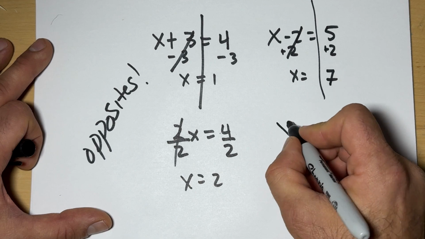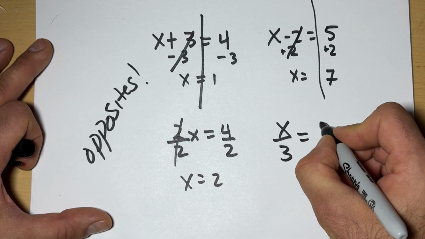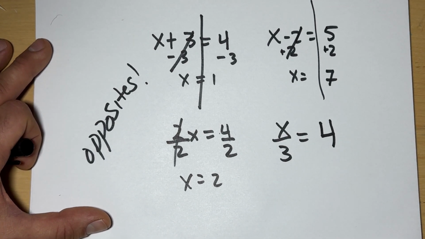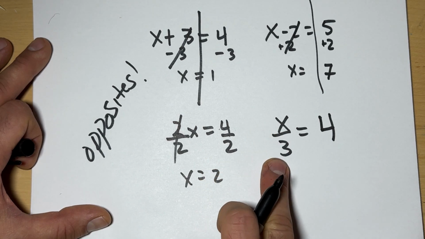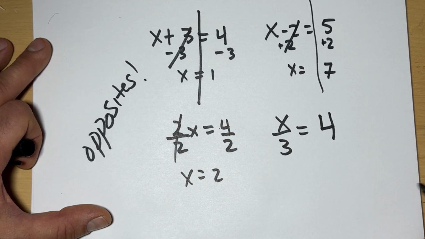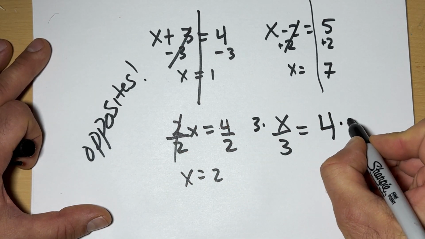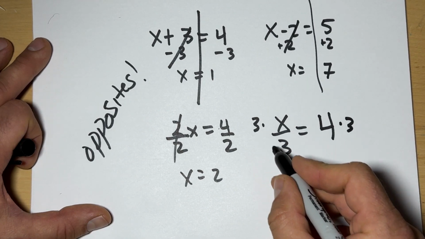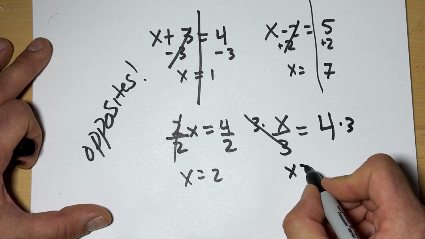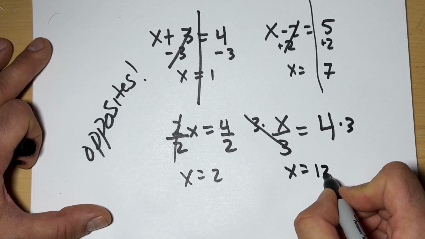So, what if I see this? Oh my god, a fraction. Well, it's not a fraction. It's saying x divided by 3. This means divided by. So let's do the opposite. Let's times or multiply it by 3. 3 divided by 3 cancels. x equals 4 times 3, or 12.